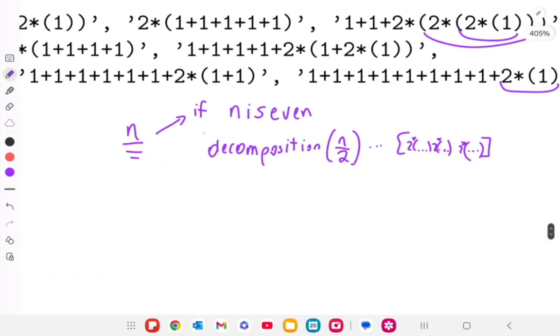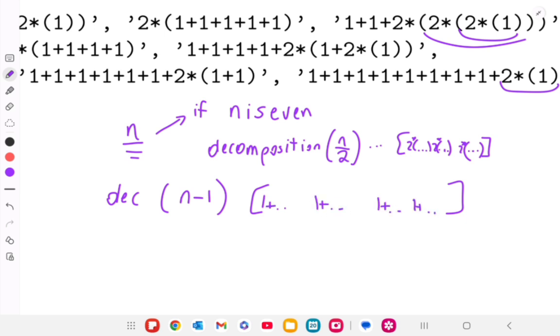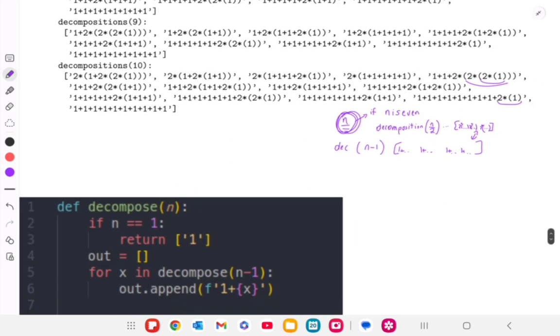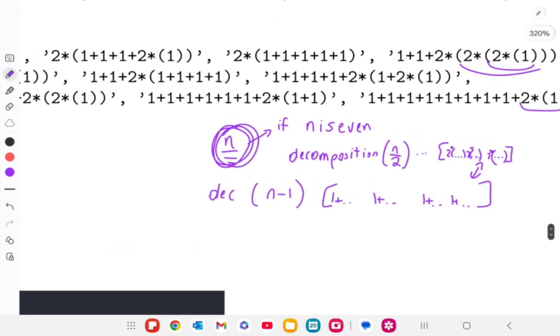Okay. Now if n is not even, or even if it is even, in both cases we're going to take the decomposition of n minus 1, we're going to get a list of decompositions of n minus 1, and then we're going to add a 1 plus at the beginning. And then we combine these two lists, and we'll have the output for n. Okay, so we have the pattern in mind. We have the base case. For n equal to 1, we're going to return a list containing just the number 1.